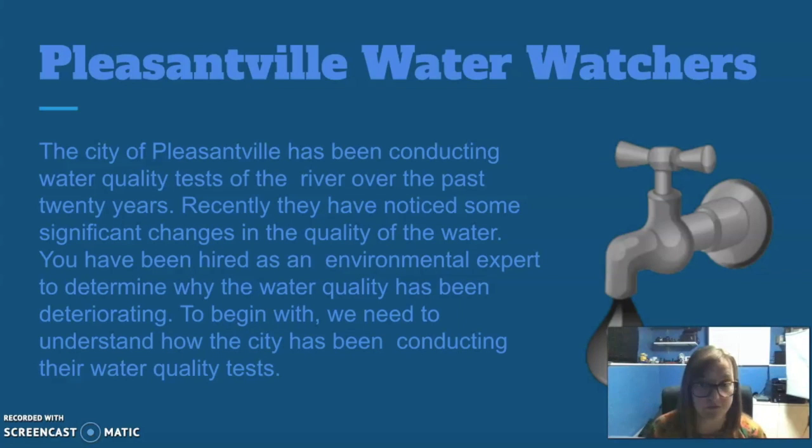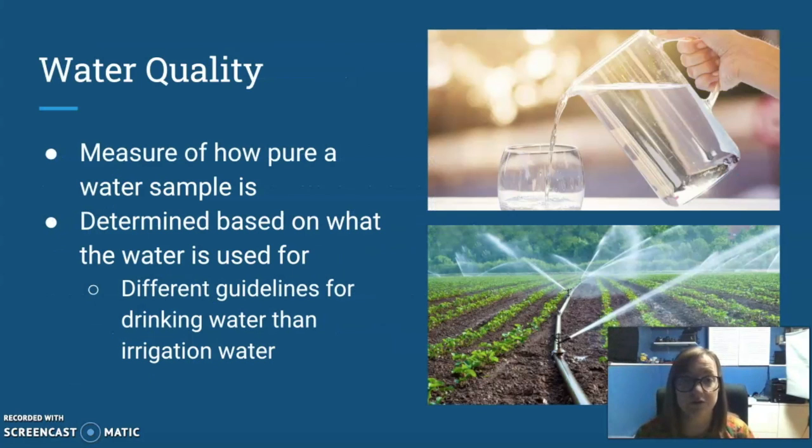So we're back in Pleasantville. Pleasantville's been conducting water quality tests of the river over the past 20 years. Recently, they've noticed some significant changes in the quality of their water. You have been hired as an environmental expert to determine why the water quality has begun to deteriorate. So understanding how the city has been conducting the tests is key to your understanding of what's been going on. So first of all, you need to know how water quality is tested.